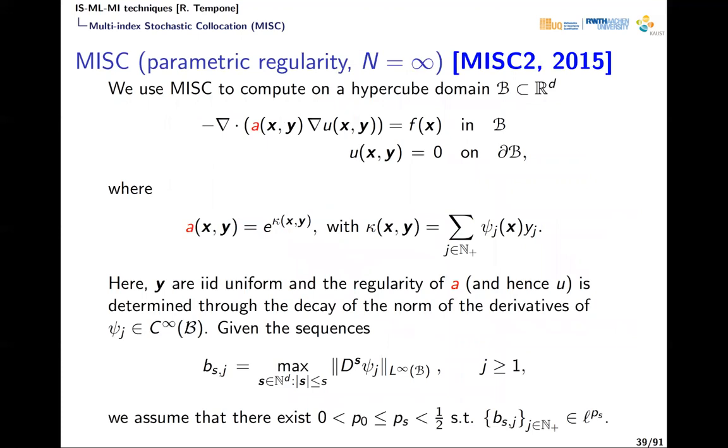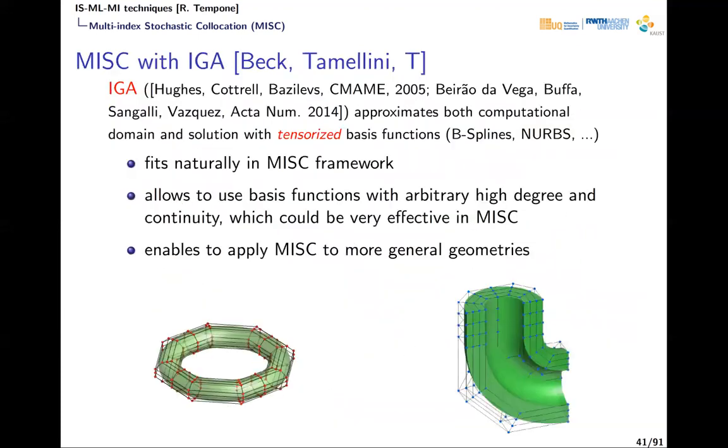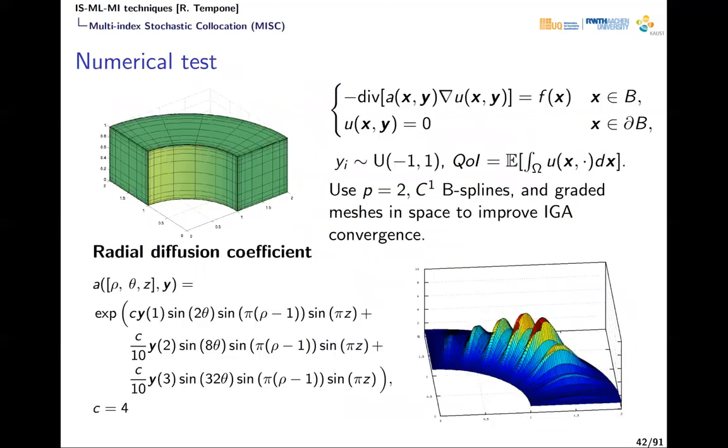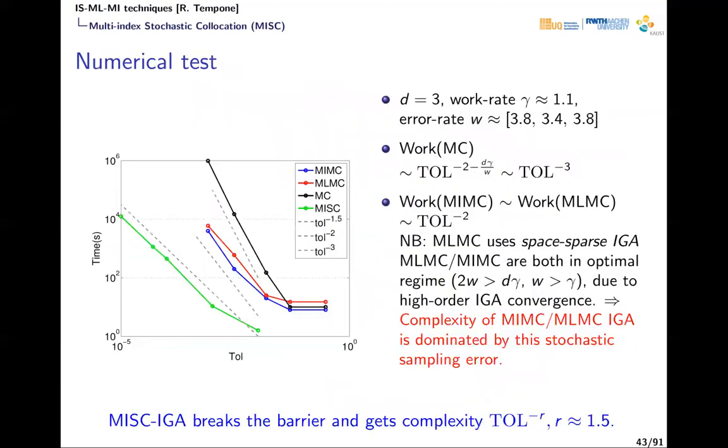Now, multi-index stochastic collocation can be carried out into infinite dimensions as well. We have results in this direction, but of course, the talk is about something else today. And I leave you just with a couple of pictures of how we can actually do things in more general geometries, thanks to isogeometric analysis combined with multi-index stochastic collocation, doing better computations, right, getting better rates.